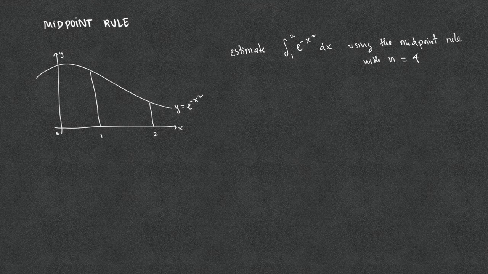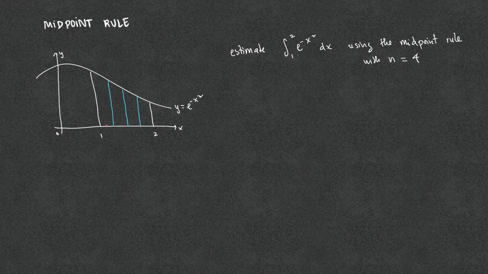We're trying to estimate the area under the curve e to the negative x squared above the x-axis from x equals 1 to x equals 2 using 4 intervals, 4 rectangles with the midpoint rule. The first step is to divide the interval a comma b, in this case 1 comma 2, into 4 subdivisions or 4 intervals because n equals 4.